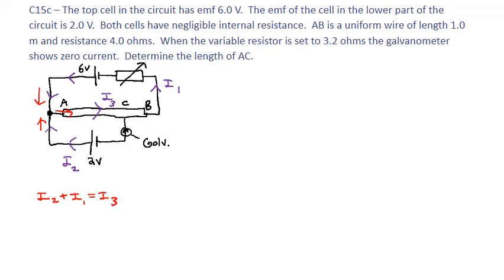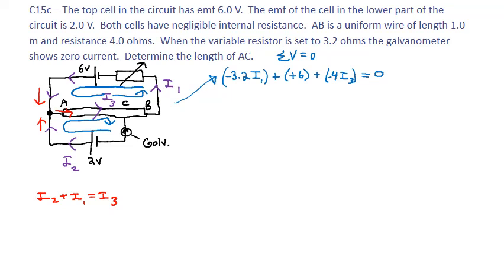All right, so current 1 is coming in, current 2 is coming in to make current 3, and I went ahead and chose the loops to be like this on the top and the bottom. For this loop, we've got negative 3.2, if I have it going around this way, times I1, positive 6, and then negative 4I3, coming through the entire length right there, that whole potential divider is 4 ohms.